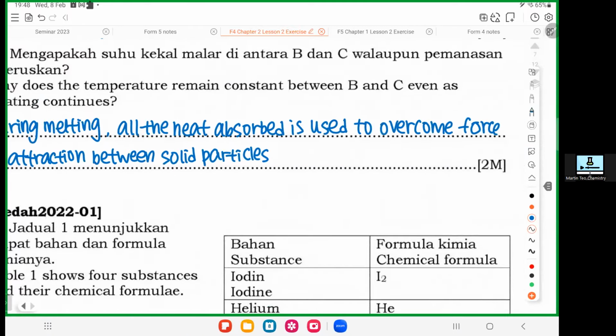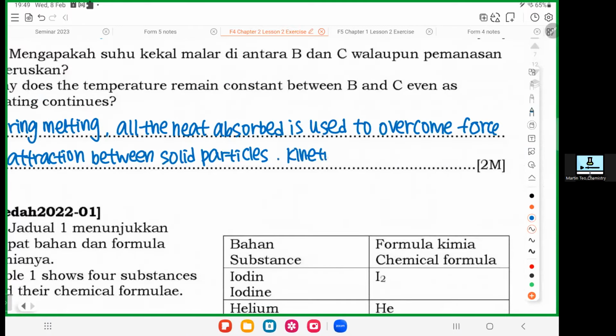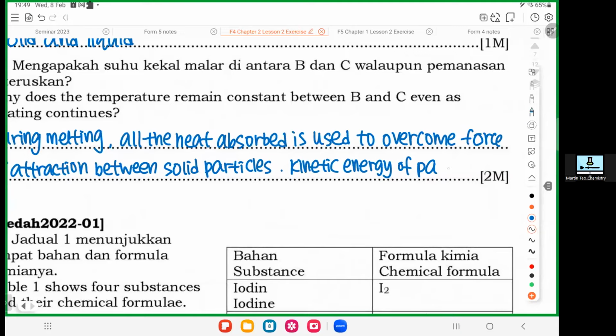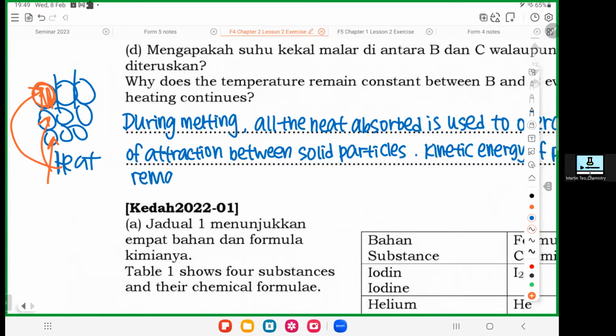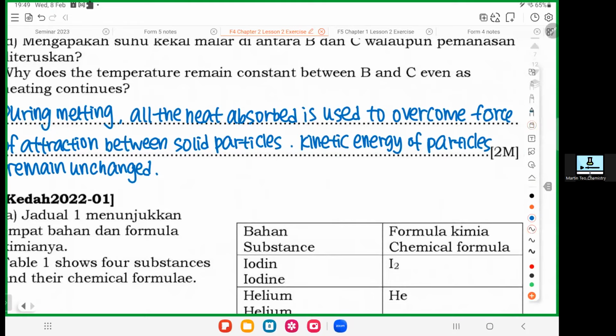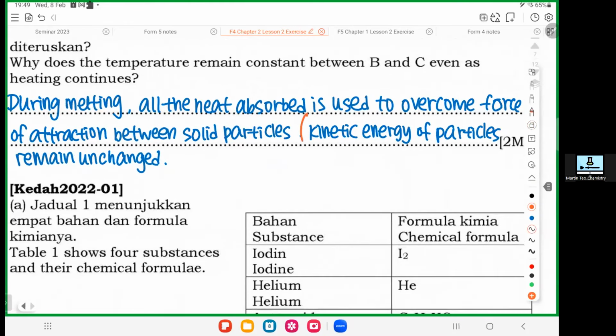So the kinetic energy of the particles remains unchanged. When kinetic energy has no change, temperature does not change, because like what I said, kinetic energy and temperature are siblings. Kinetic energy doesn't change, temperature doesn't change. Actually if you don't write this line, it's okay.